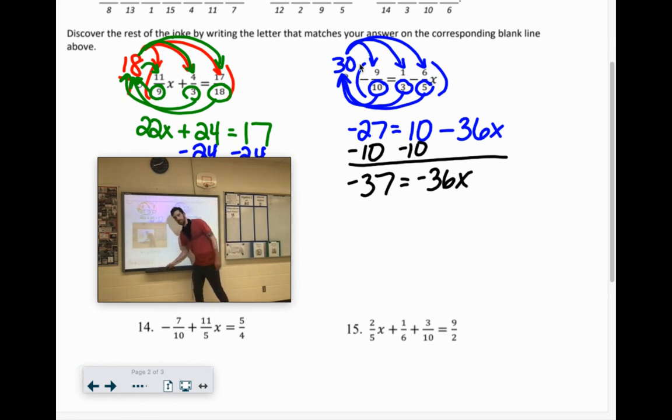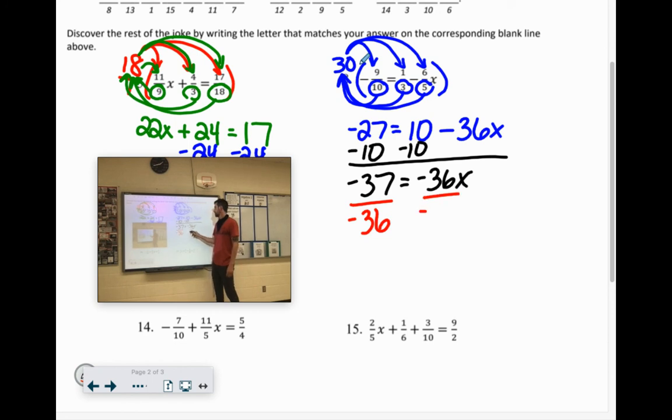We'll have to divide by that negative 36. And the only thing we can simplify are the negative over negative. Those cancel out, make it positive, so we'll just have 37 over 36.